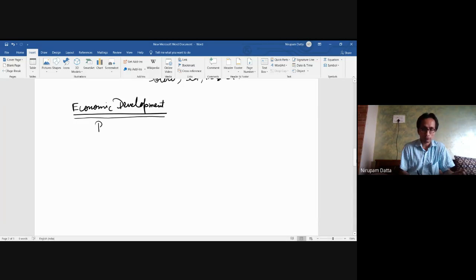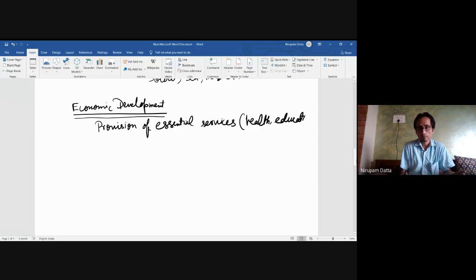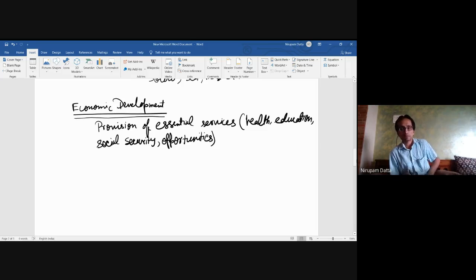So provision of essential services, which are like health, education, then social security, then opportunities. So these are very important alongside growth to usher in economic development.